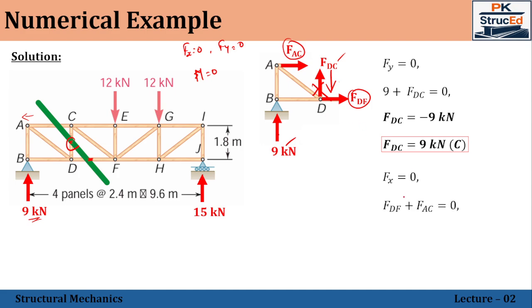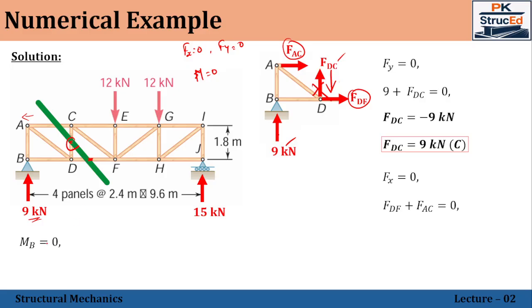So FDF plus FAC is equal to 0. Since both are unknown, we can't solve for this one using this equation. Let me go with the third equilibrium condition. As I told, all the joints in the trusses are connected by means of frictionless pins, so you can assume moment is equal to 0 at any point.